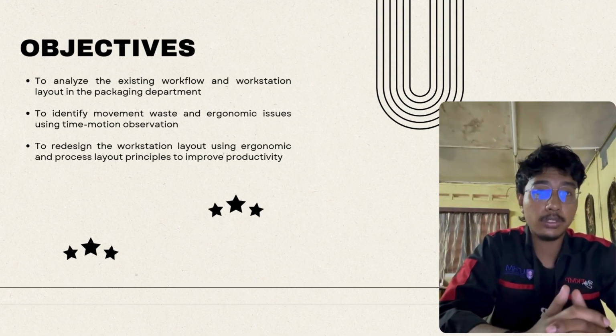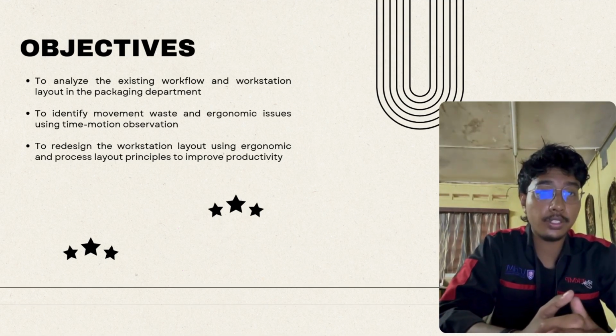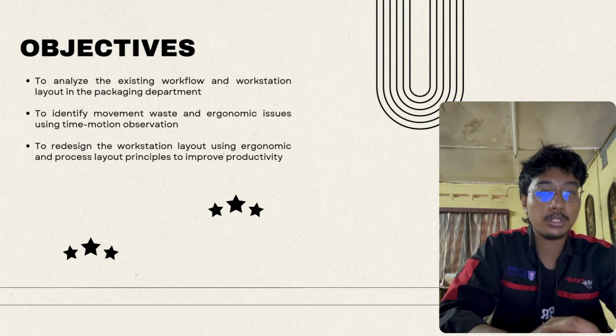Now I will talk about the three objectives. So the first one is to analyze the existing workflow and workstation layout in the packaging department. The second objective is to identify movement waste and ergonomic issues using time motion observation. And the last objective is to redesign the workstation layout using ergonomics and process layout principles to improve productivity.